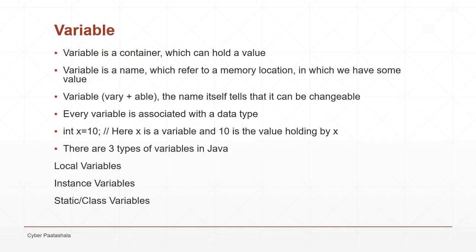Let us start with a variable. A variable is a container which can hold a value, or we can say that a variable is a name which refers to a memory location in which we have some value. Variable itself says that it can be changeable, and every variable is associated with a data type. Let's say you declared int x equals to 10. In this case x is a variable and 10 is a value, and you can declare a variable in this format. We have three types of variables in Java: local variables, instance variables, static or class variables.